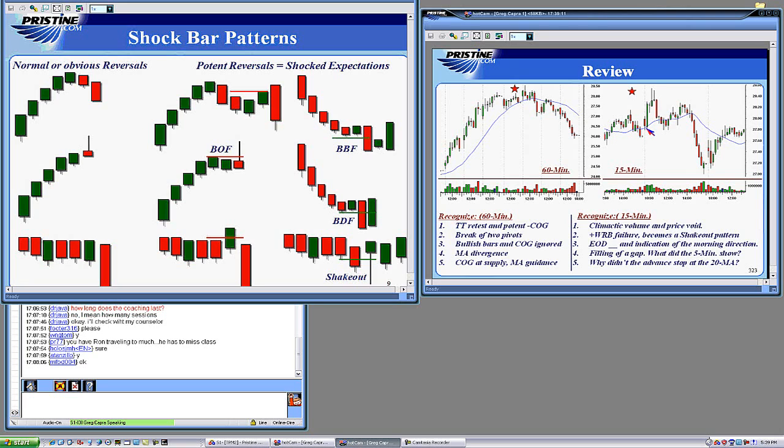Prices retrace back down to the bottom of it. Right? That's bearish. That's not what happens when demand is strong. And so while we've seen this concept work many times, sometimes it doesn't. If it doesn't, we recognize that, right? Move on. End of day decline, and that reversal was the indication of the morning direction.